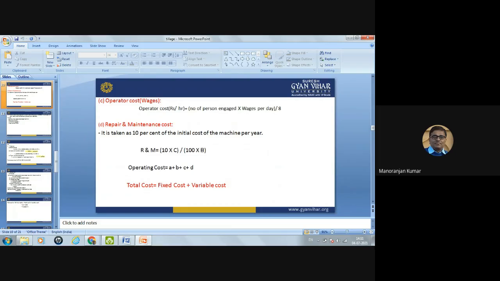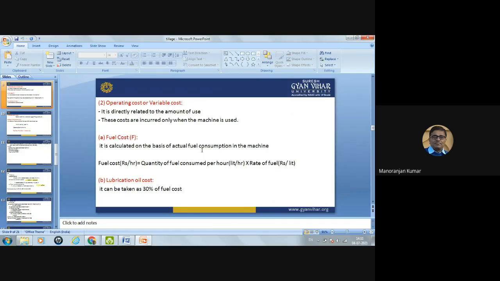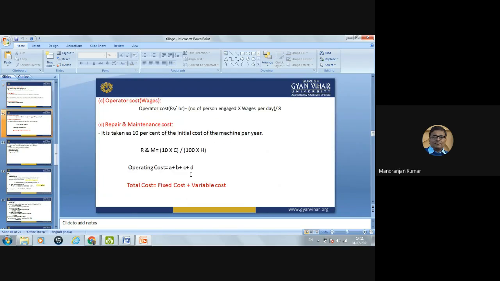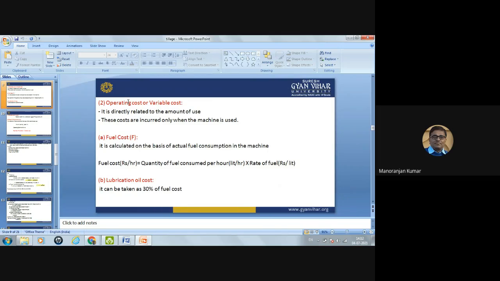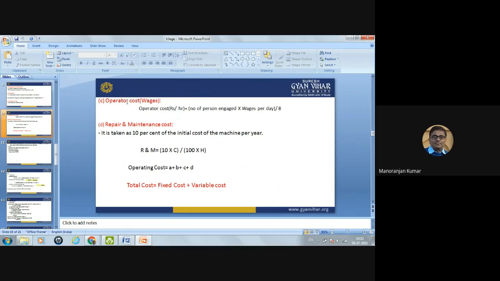So in this way, you can calculate the repair and maintenance cost. Here in the operating cost or variable cost, you have calculated the fuel cost, lubrication cost, operator cost, and repair and maintenance cost. Now you add all these: repair and maintenance cost plus operator cost plus lubrication oil cost plus fuel cost. It will give the total operating cost.